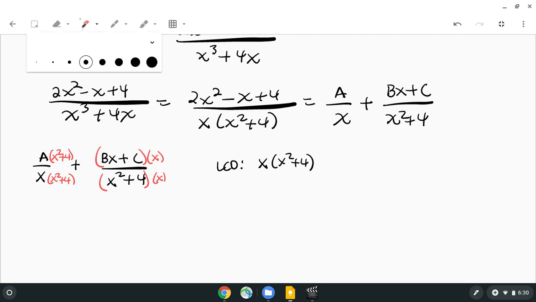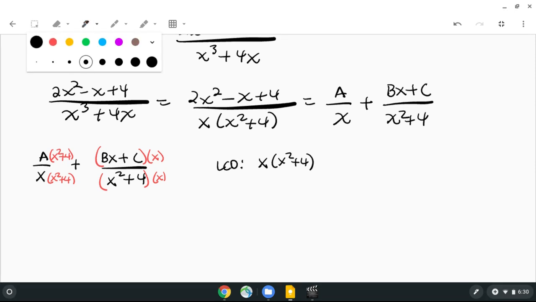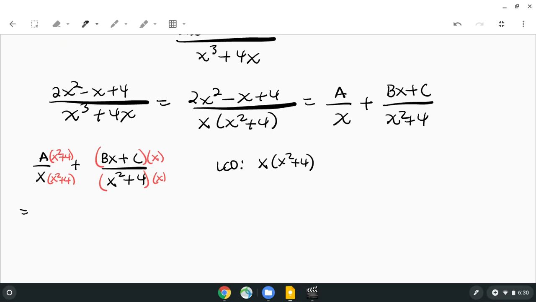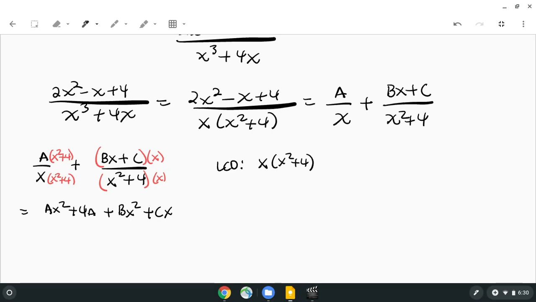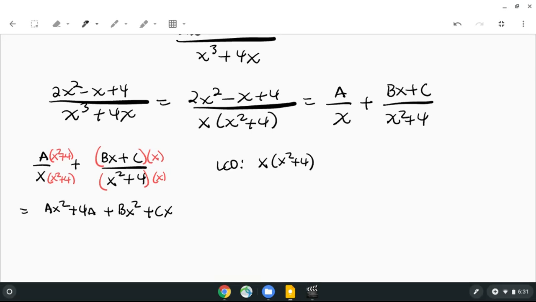All right, so let's distribute the a. So I get ax squared plus 4a. And let's distribute that x. So I get bx squared plus cx. Okay. All over my denominator, which will now take a back seat. So now it's all about that numerator, organizing it, and then matching it with the original one.